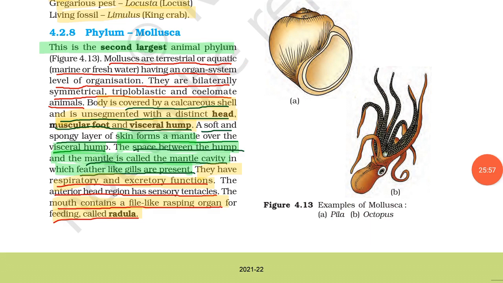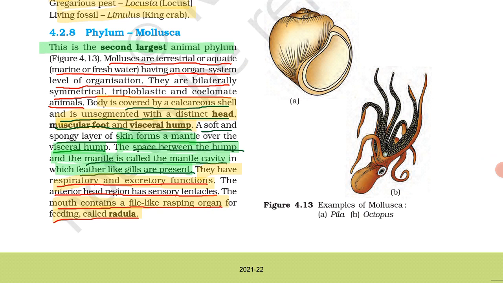Phylum Mollusca. Phylum Mollusca is the second largest animal phylum. Mollusca are terrestrial, aquatic, marine or freshwater, having organ system level of organization. They are terrestrial, meaning living on land. They are aquatic, meaning living in water, and they exhibit organ system level of organization. They are bilaterally symmetrical, meaning what? Whenever we pass a plane through the body, it divides into two equal halves in a single plane, so they are called bilaterally symmetrical animals.